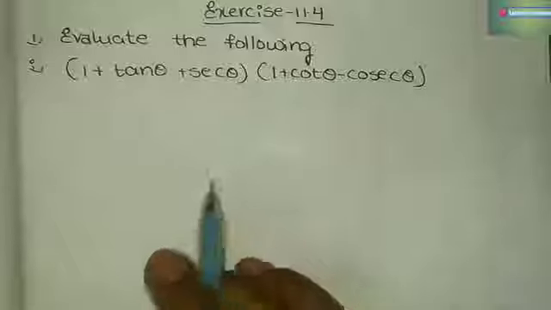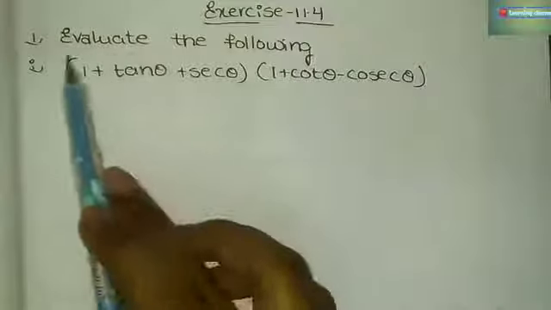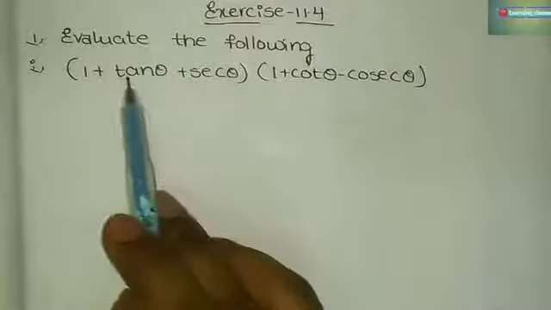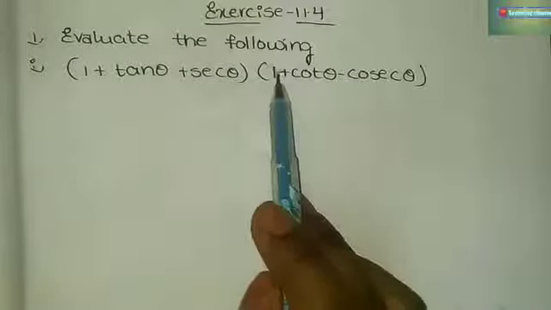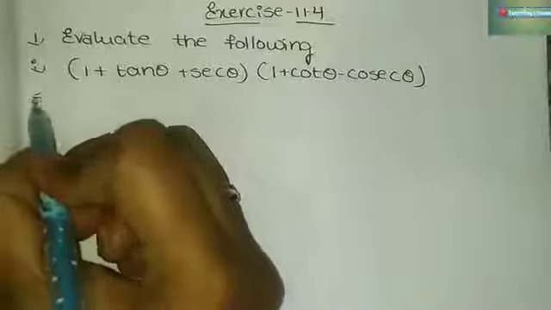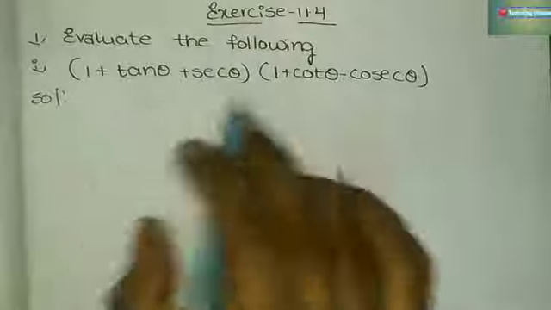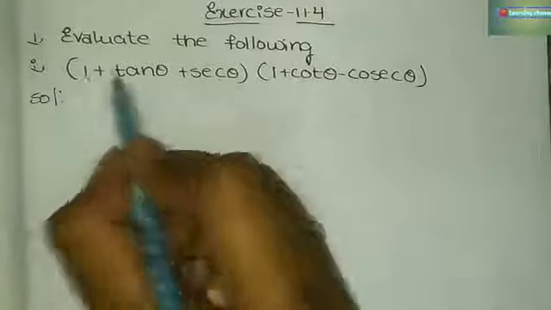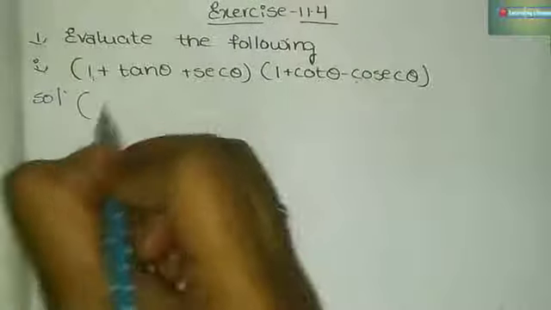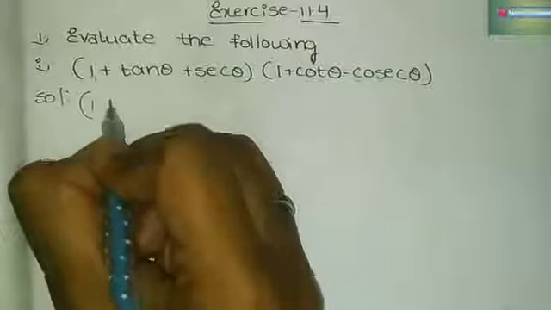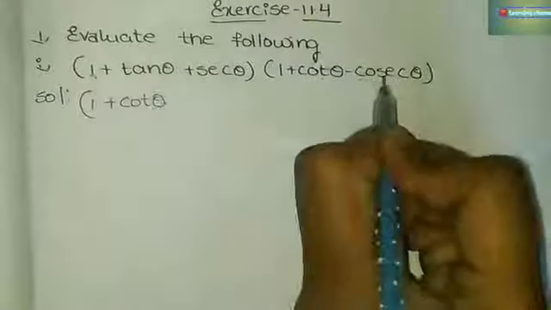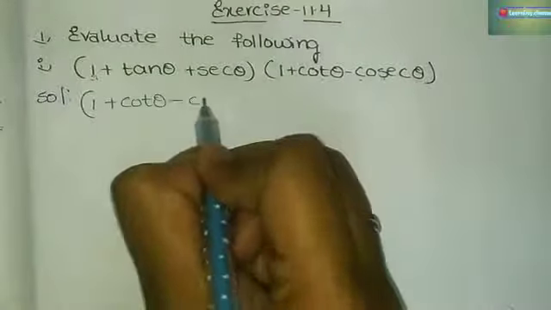In exercise 11.4, the first one, evaluate the following: 1 plus tan theta plus secant theta into 1 plus cot theta minus cosecant theta. First of all, let us expand the expression. Multiply 1 with 1 plus cot theta minus cosecant theta. So 1 into 1 is 1, plus 1 into cot theta, minus 1 into cosecant theta.